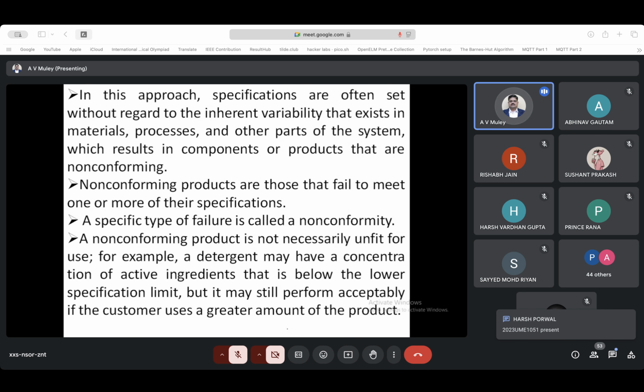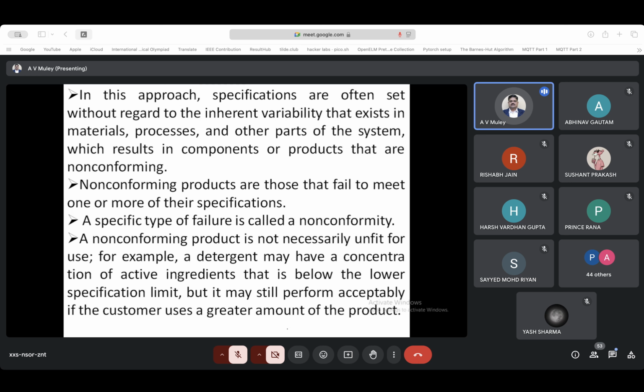In this approach, the specifications are often set without regard to the inherent variability that exists in the material, process or other part of the system, which results in components or products that are non-conforming. So what is the designer going to do, because in that particular case the specifications are set without regard to the inherent variability in the material, process and other parts of the system. So we are not going to take this aspect into consideration.